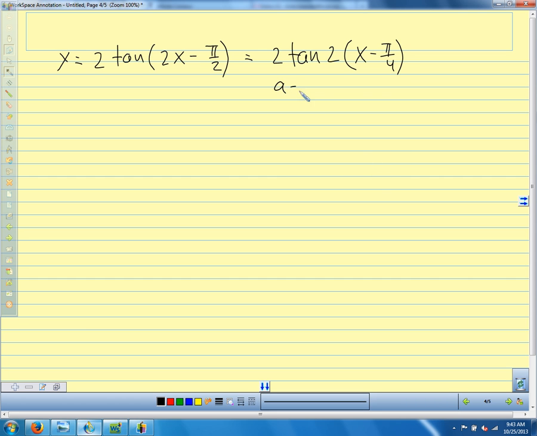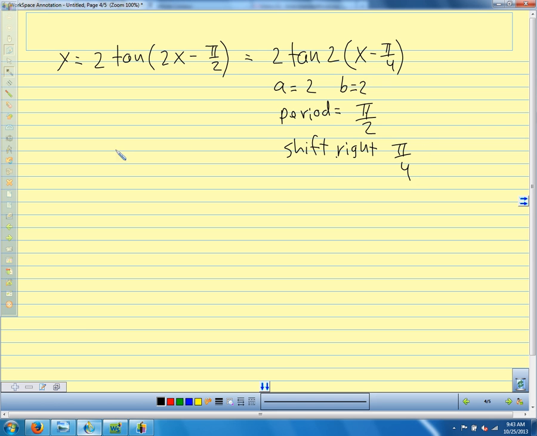So I know that a equals 2. Our period is pi over b, which is pi over 2. And this pi over 4 is going to do what to my function? Shift right by pi over 4 units. So my period's pi over 2, I'm shifting right by pi over 4 units.